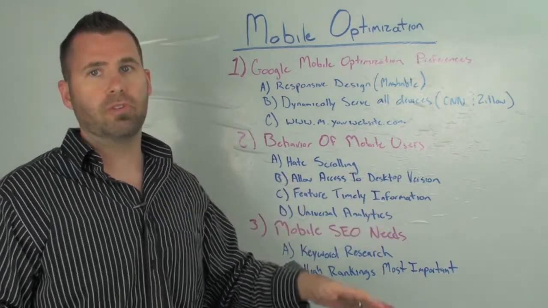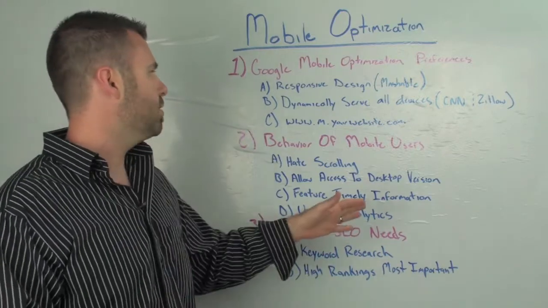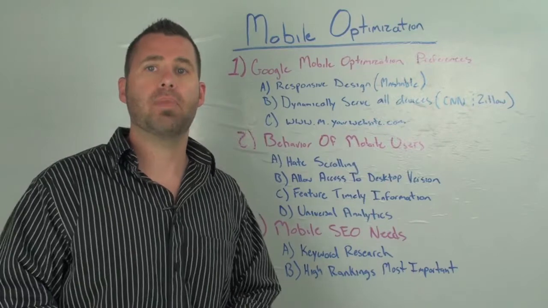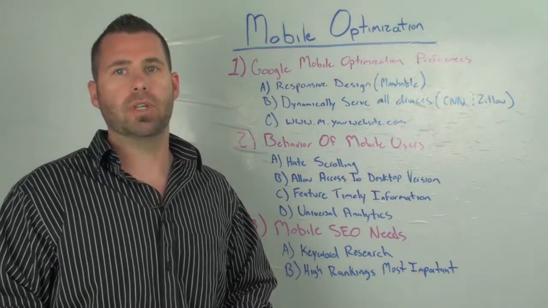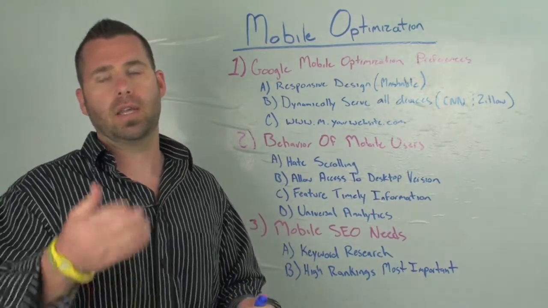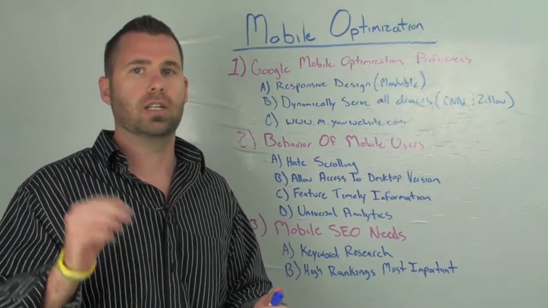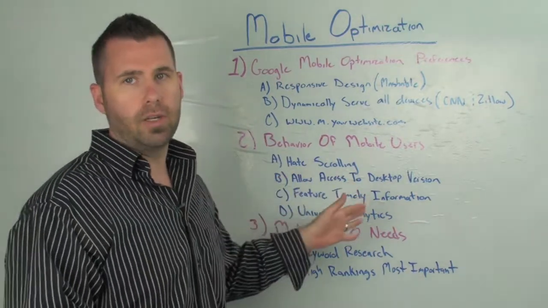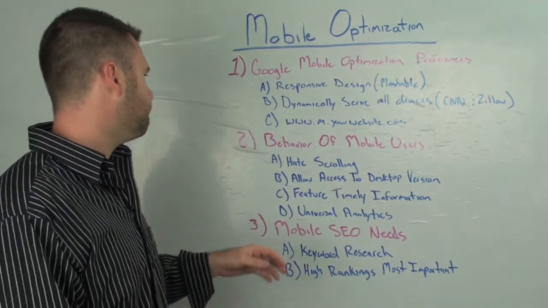Also, being that it's a mobile version, give them access to the desktop version. I can't tell you how much it bothers me when I'm on my iPad at home doing some research, looking at a site, and I get their mobile site, but there's no way for me to click to get to their full version. So make sure that you have that on your mobile site as well.